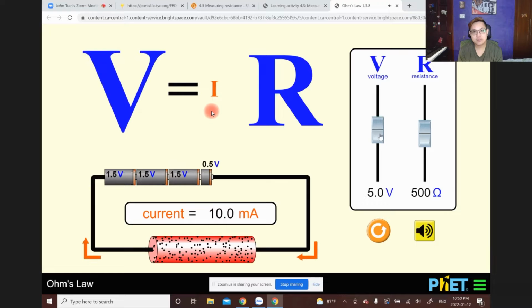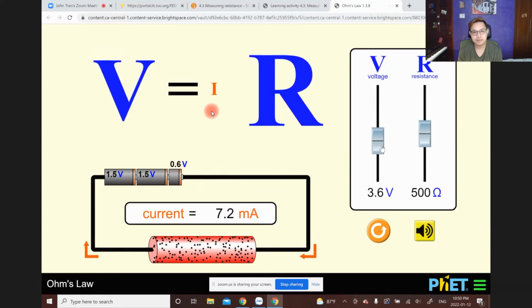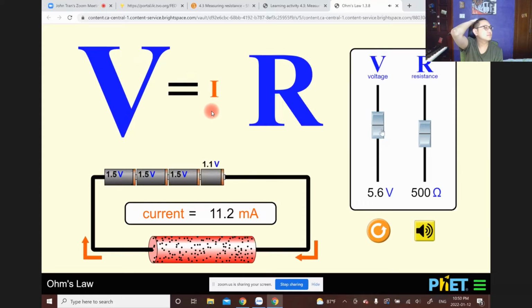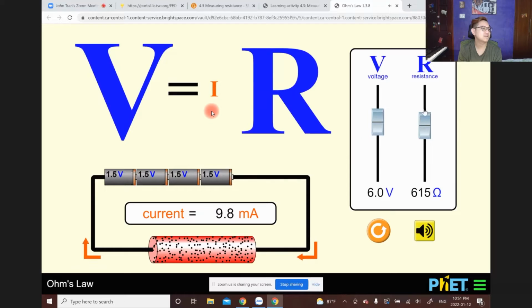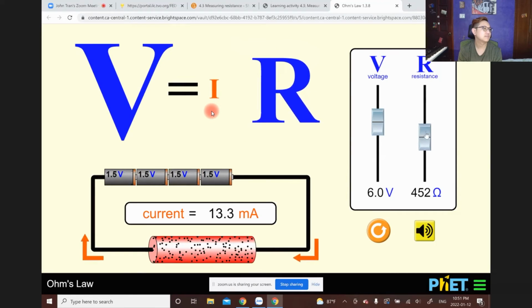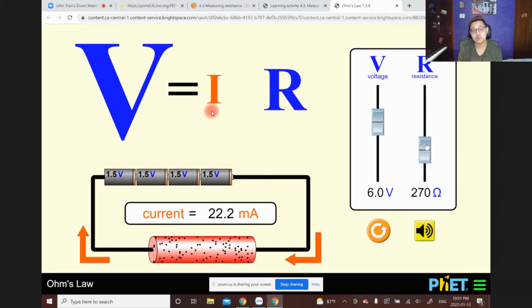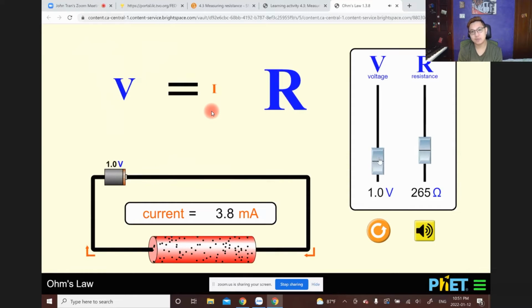If you decrease the voltage, something else will have to decrease too, which is the I. V and I change in the same direction. They are proportional to each other. V and I are proportional to each other because the bigger the potential difference, the bigger the current that will flow through something.